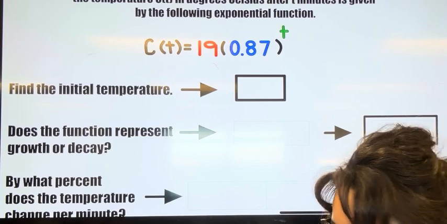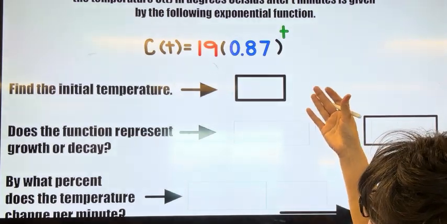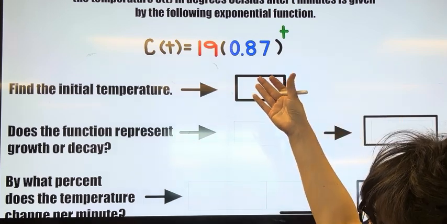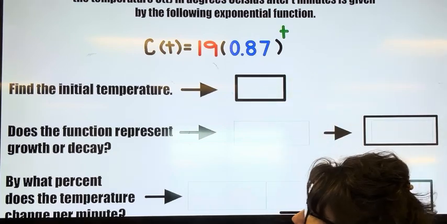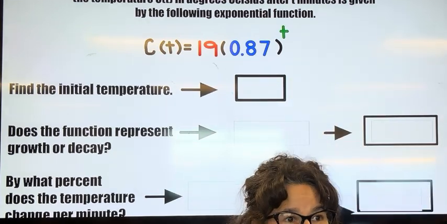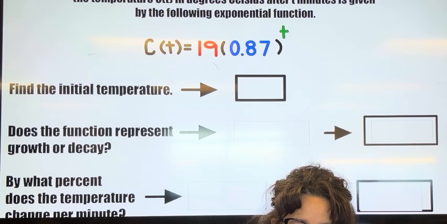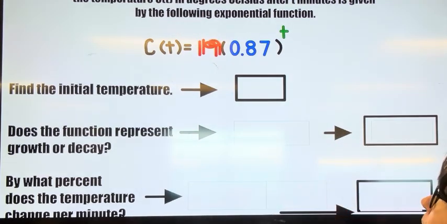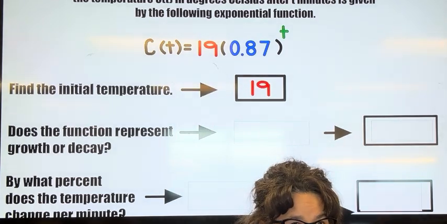In this one here, we have a deli sandwich placed inside of a cooler. As the sandwich cools, the temperature C of t in degrees Celsius after t minutes is given by this equation. What's the initial temperature of the sandwich? Whatever number is the A, that's this number right here. It was originally 19 degrees Celsius.